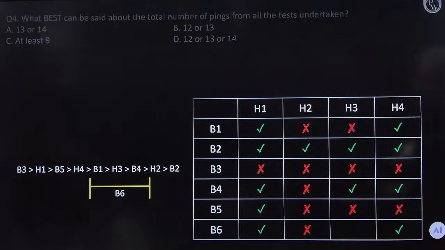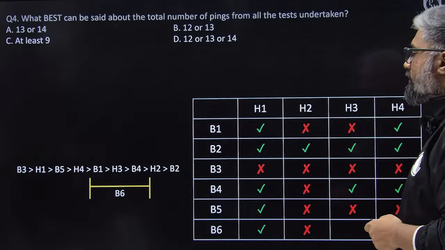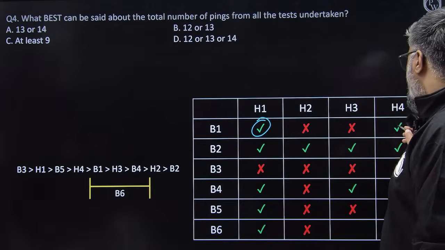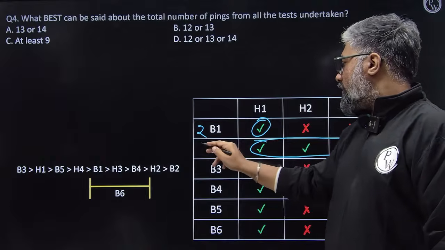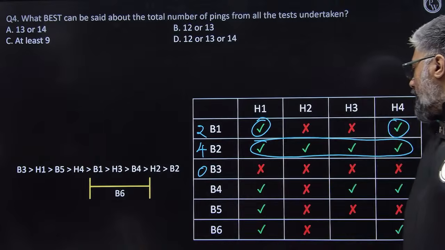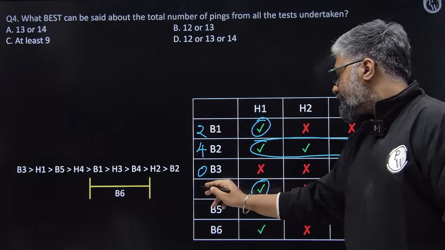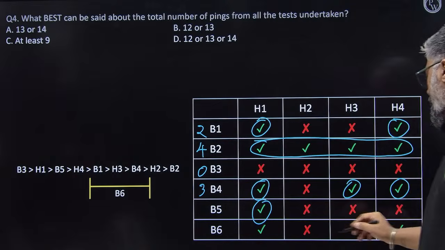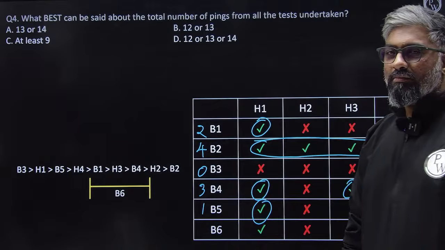Okay. Last question. What best can be said about the total number of pings? Total number of pings. 2 here, 4 here, 0 here. We already saw this. We have 1, 2, 3 here. We have 1, just 1 here. What about B6 though? B6.